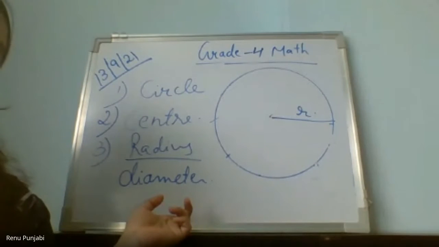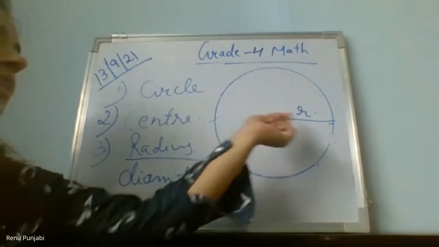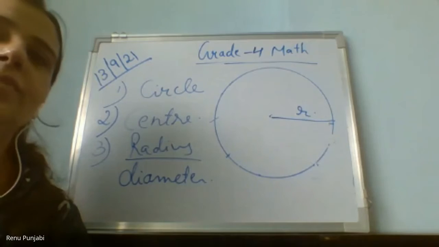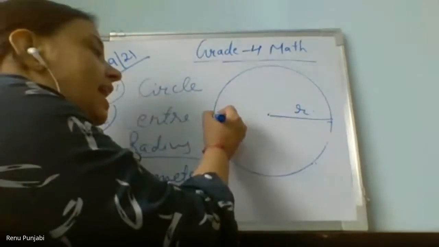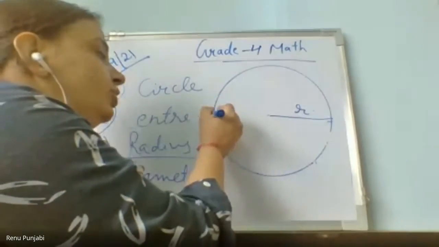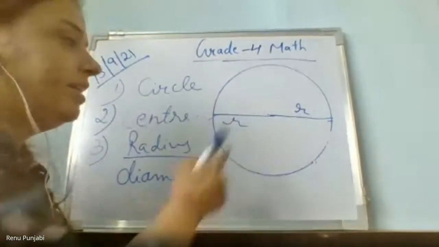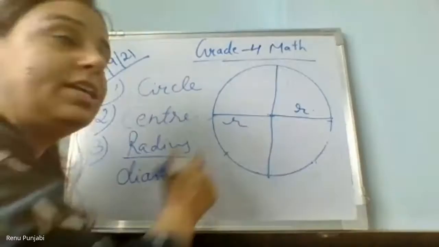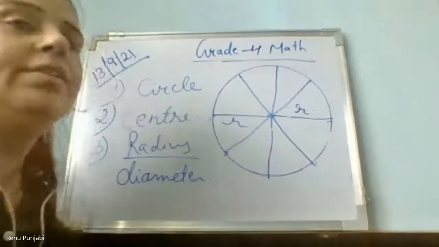A line that passes through the center of the circle. It's a line segment. A line segment that passes through the center of a circle and touches the boundary of the circle is the diameter of a circle. And we can say that diameter is double of the radius. 2 times radius makes the diameter. Whether this diameter or this one, a line segment passes through the center. So this is also a diameter. In a circle, you can draw infinite diameters.